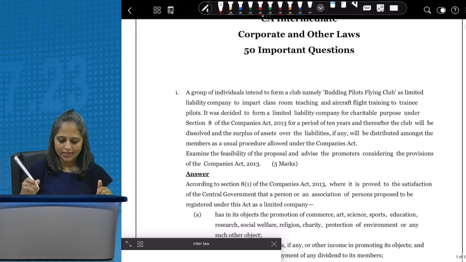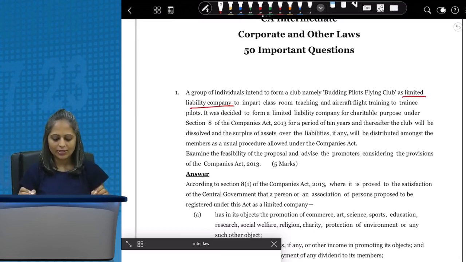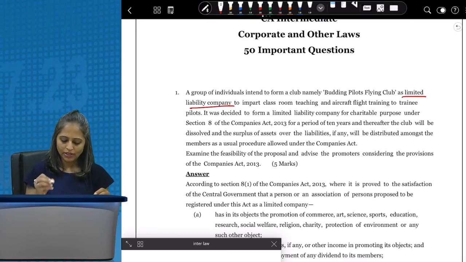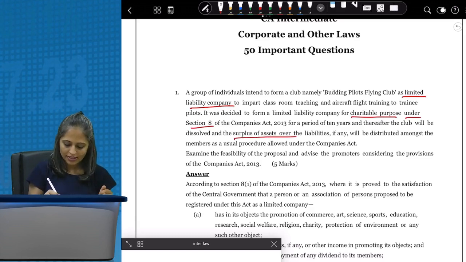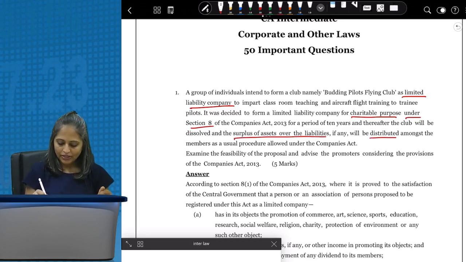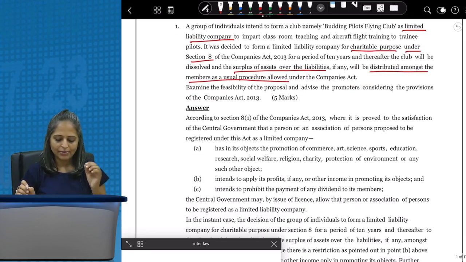A group of individuals intended to form a club named Budding Pilots Flying Club as a limited liability company to impart classroom teaching and aircraft flight training to trainee pilots. It was decided to form a limited liability company for charitable purposes under Section 8 of the Companies Act for a period of 10 years, and thereafter the club will be dissolved and the surplus of assets over the liabilities will be distributed amongst the members as the usual procedure allowed under the Companies Act. Examine the feasibility of the proposal and advise the promoters considering the provisions of the Companies Act.